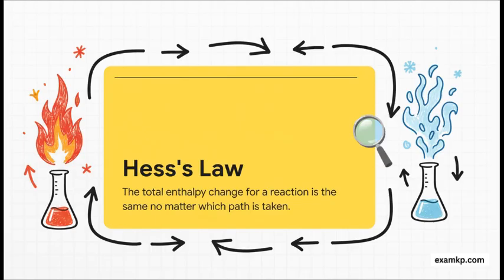Imagine you're hiking up a mountain. Your total change in elevation from the bottom to the top is the same, right? It doesn't matter if you take the short, super steep trail or the long, winding path. All that matters is your start and end point. Hess's law says chemistry works the same way.